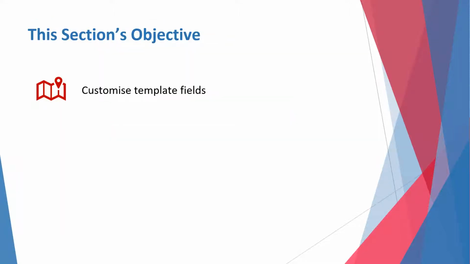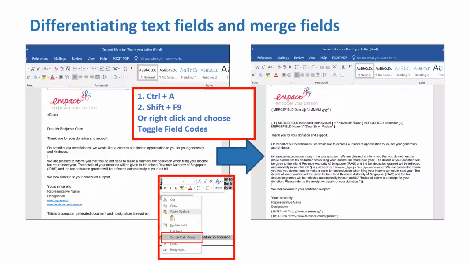We will next learn how to customize the template text fields. This is useful if you want to change the text in the template or put in different donation details. To begin, make sure you can see the merge fields displayed in your template. You should be seeing the screen on your right and not the one on your left. Press Ctrl A, followed by Shift F9 to toggle between the two views. Alternatively, right-click and choose Toggle Field Codes.